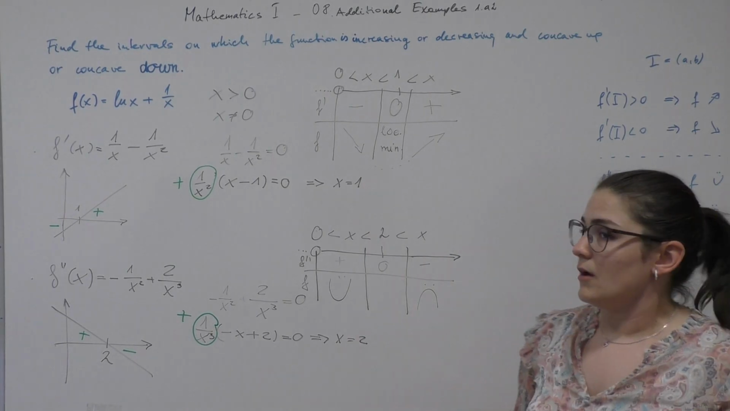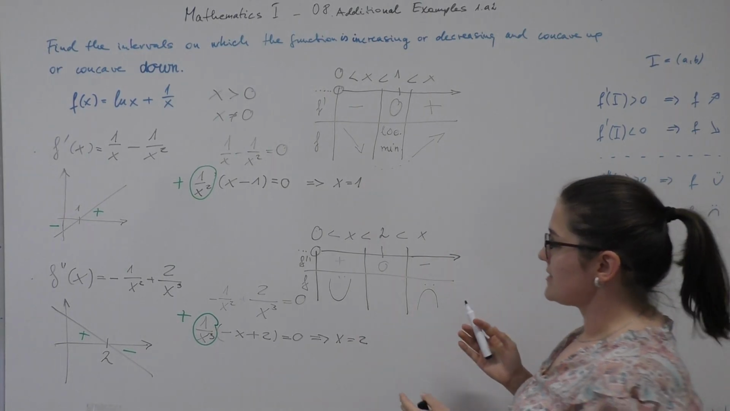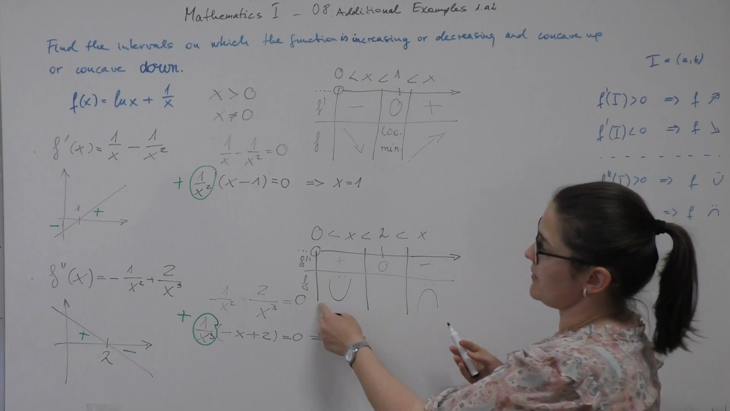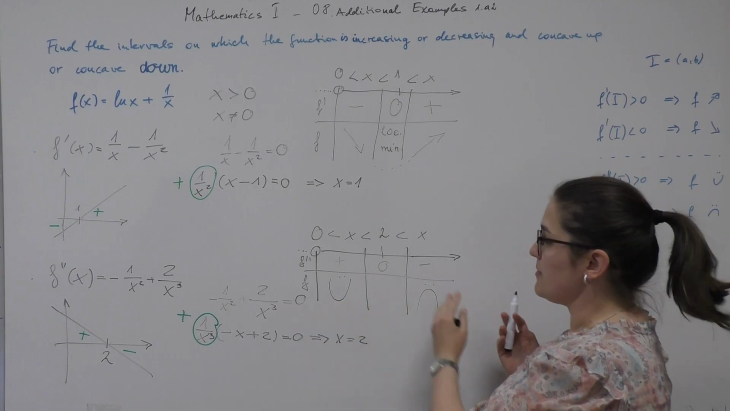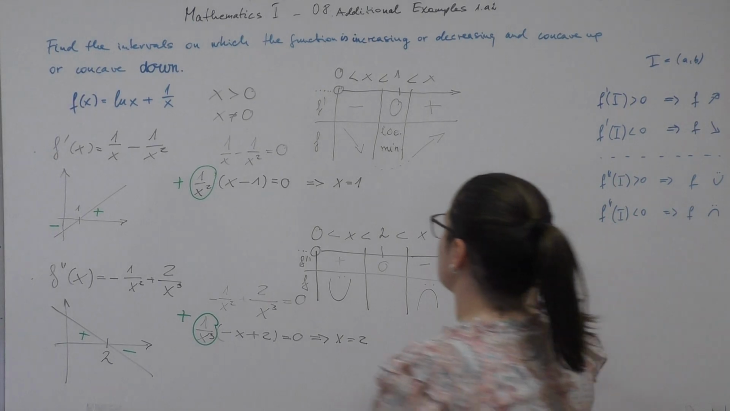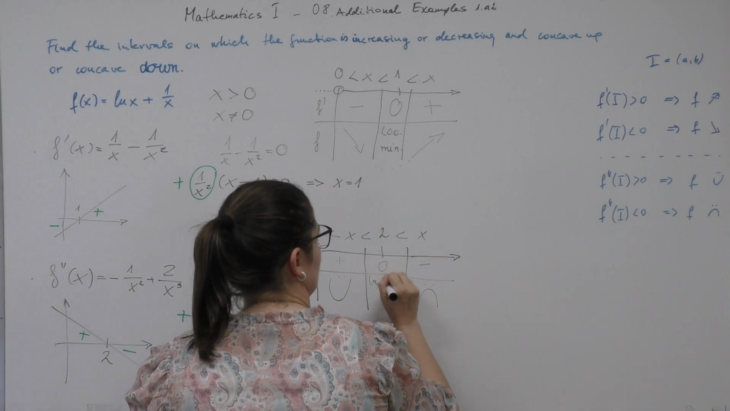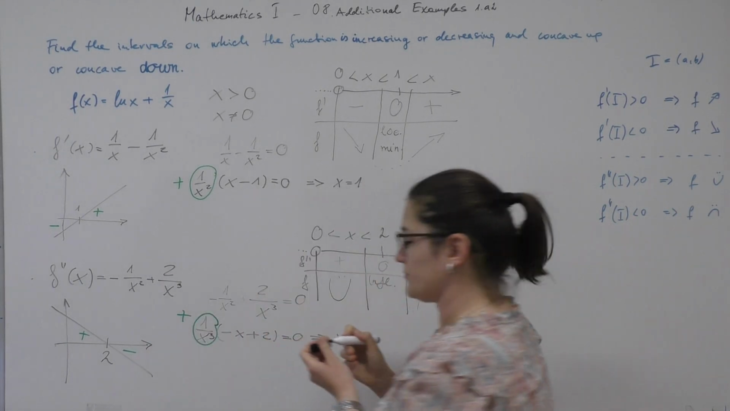Okay. Though it wasn't a question, we can see that the concavity of the original function is different before and after 2, so we know that we have an inflection point here.